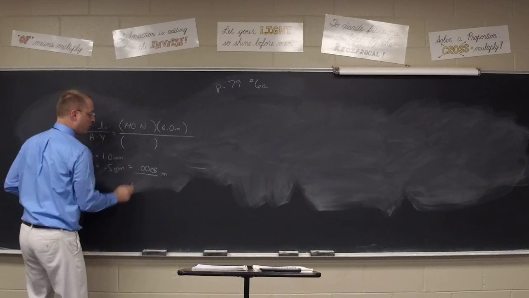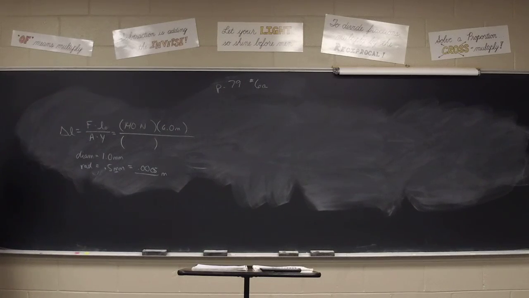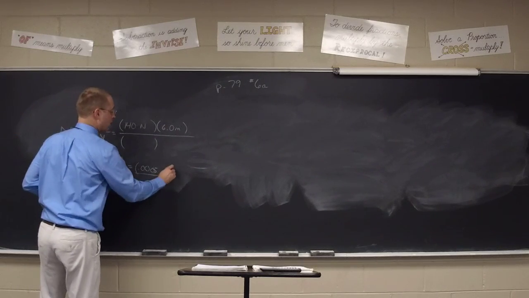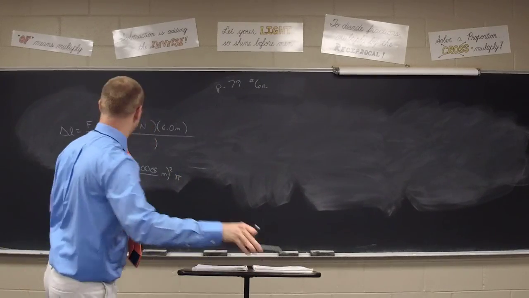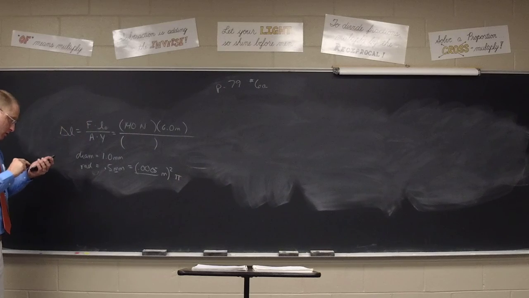That's our radius. What do I need to do with the radius, Michael? Square it and multiply by pi. So we square the 0.0005 squared times pi. I'm just going to put that in memory 1. Store 1.